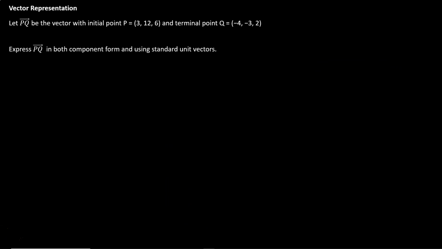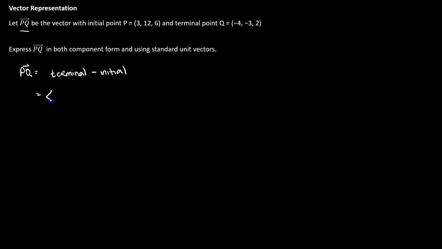Now that we can visualize these vectors, let's work with them computationally. If we're talking about a vector that starts at P and stops at Q, and we know that the point P has the coordinates 3, 12, 16, and the point Q has the coordinates -4, -3, 2, then we can express the vector PQ in component form or using standard unit vectors. So to create that vector PQ, we need to use that equation that takes the terminal point minus the initial point.